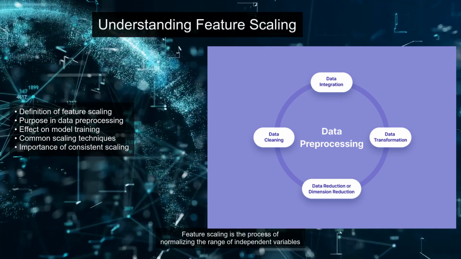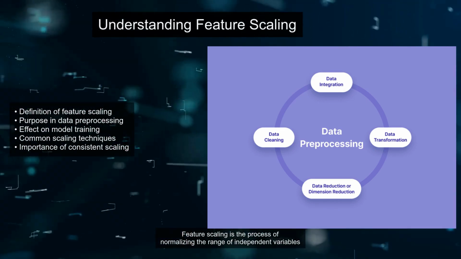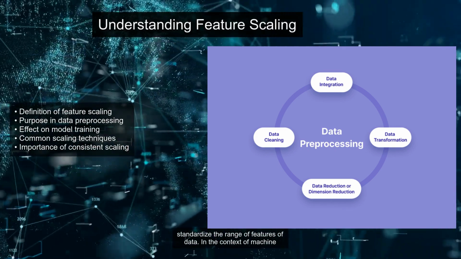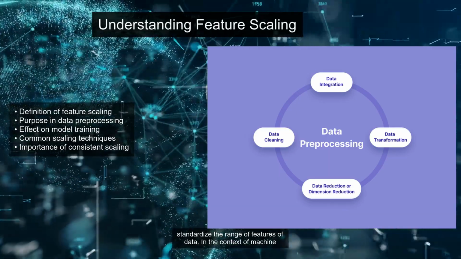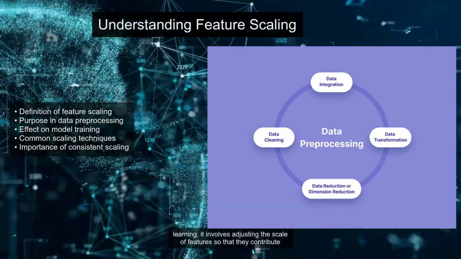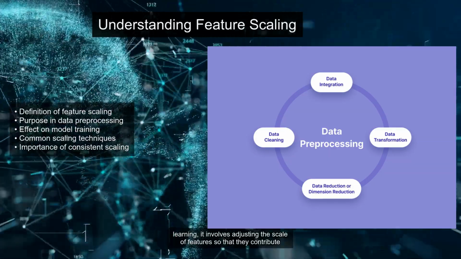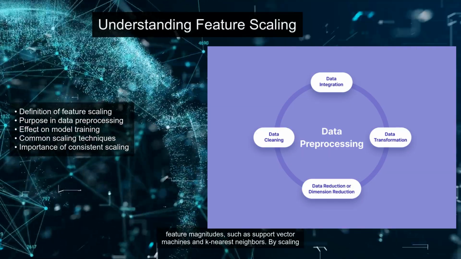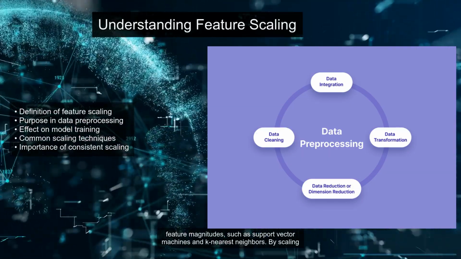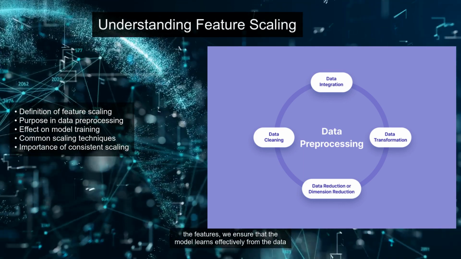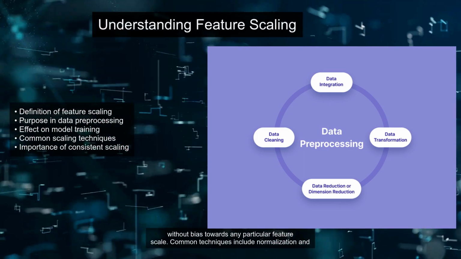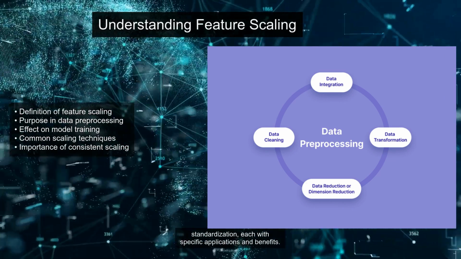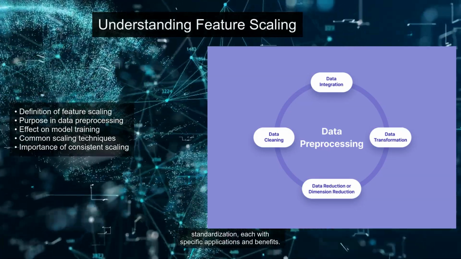Feature scaling is the process of normalizing the range of independent variables or features of data. In other words, it's a method used to standardize the range of features of data. In the context of machine learning, it involves adjusting the scale of features so that they contribute equally to the result. This is particularly important for algorithms sensitive to feature magnitudes, such as support vector machines and k-nearest neighbors. By scaling the features, we ensure that the model learns effectively from the data without bias towards any particular feature scale. Common techniques include normalization and standardization, each with specific applications and benefits.